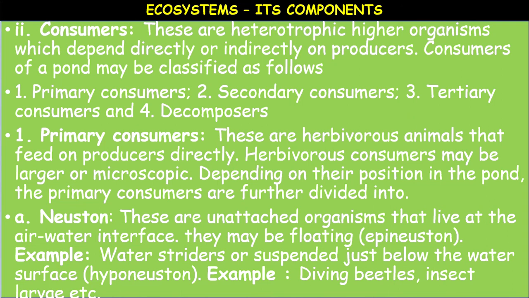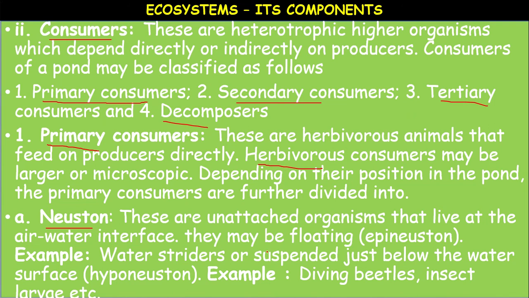So we are discussing consumers. Consumers are categorized into primary consumers, secondary consumers, tertiary consumers, and decomposers. Now primary consumers, they are herbivorous. These are further divided depending upon their position in the pond. The first one is Neuston. What is Neuston? These are unattached organisms that live at the air-water interface. They may be floating.